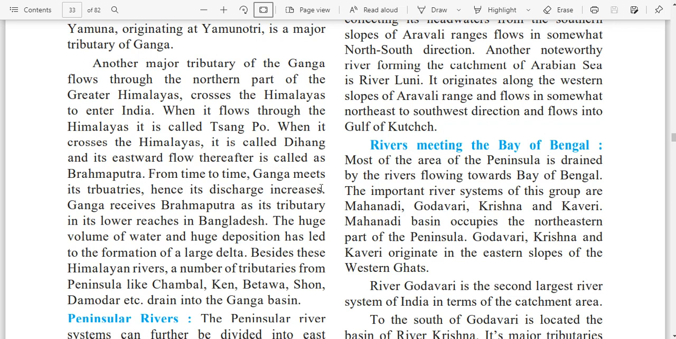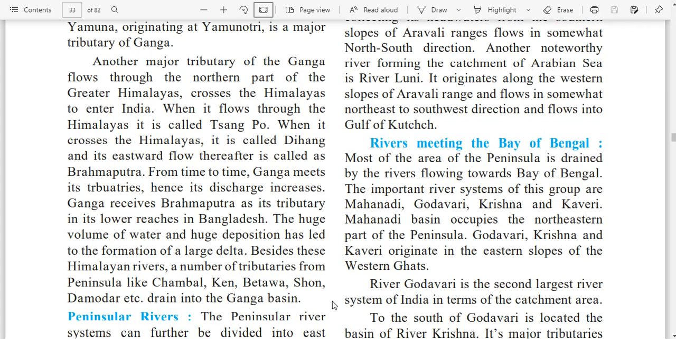From time to time, Ganga meets its tributaries, hence its discharge increases. Ganga receives Brahmaputra as its tributary in its lower reaches in Bangladesh. The huge volume of water and huge deposition has led to the formation of a large delta. Besides these Himalayan rivers, a number of tributaries from the peninsula like Chambal, Ken, Betwa, Son, Damodar, etc. drain into the Ganga basin.